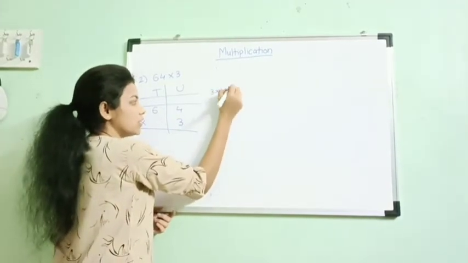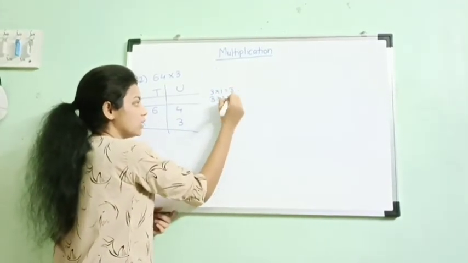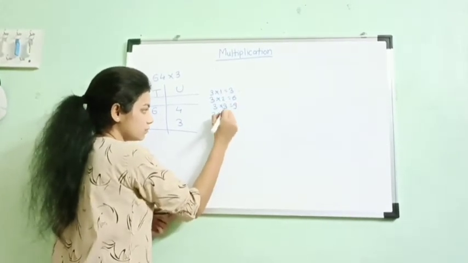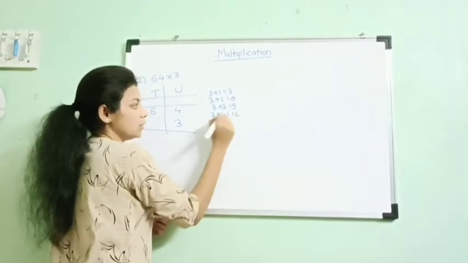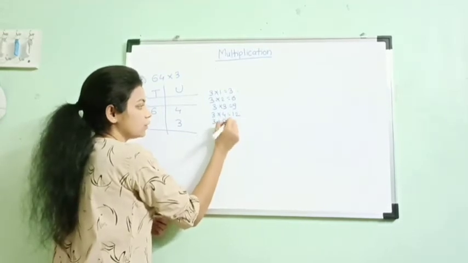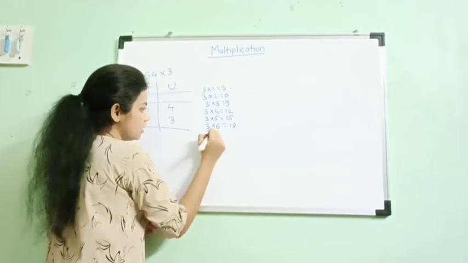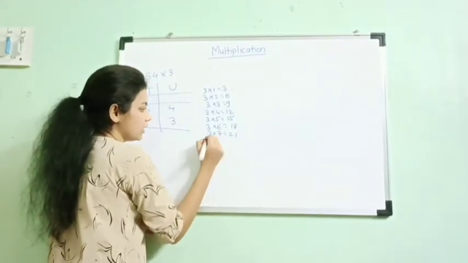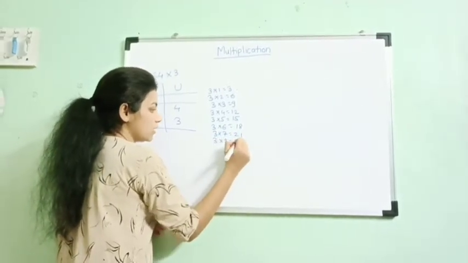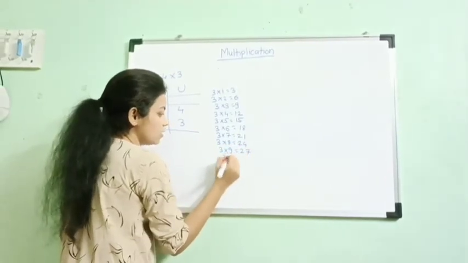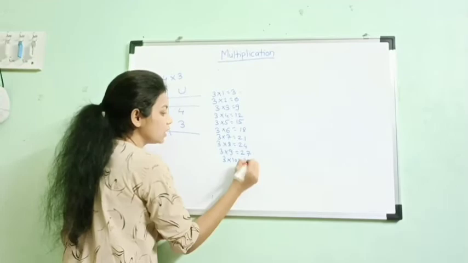That is 3 into 1 equal to 3, 3 into 2 equal to 6, 3 into 3 equal to 9, 3 into 4 equal to 12, 3 into 5 equal to 15, 3 into 6 equal to 18, 3 into 7 equal to 21, 3 into 8 equal to 24, 3 into 9 equal to 27, and 3 into 10 equal to 30.